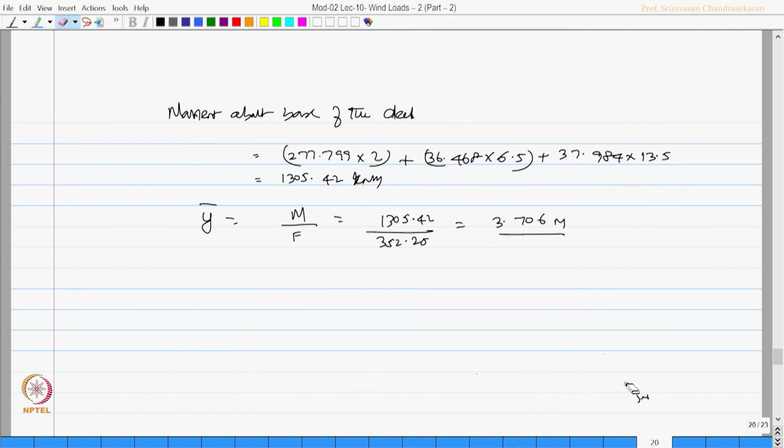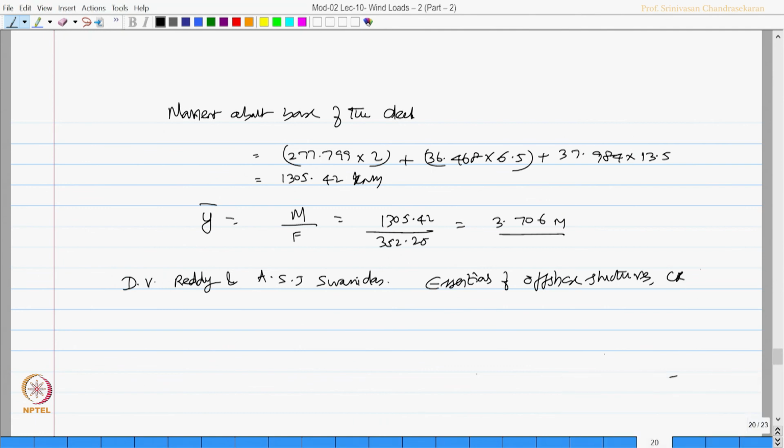As a reference, you can refer also to D.V. Reddy and A.S.J. Swamidas, Essentials of Offshore Structures, CRC Press.